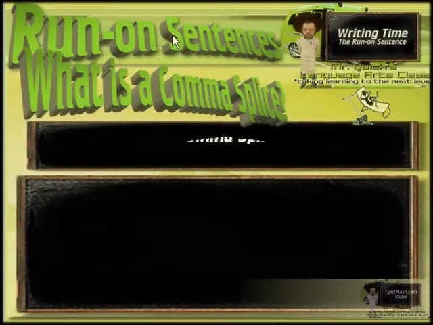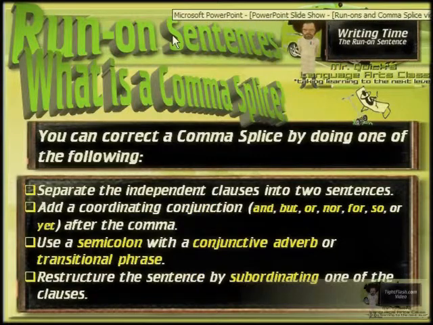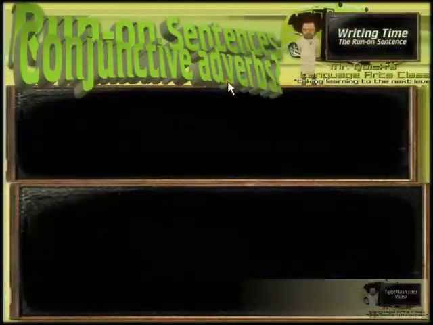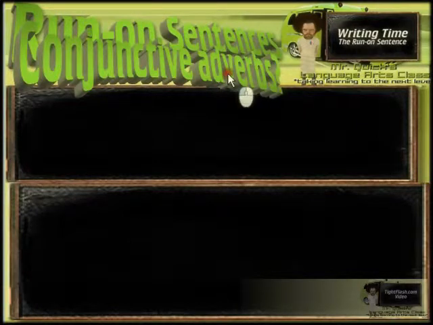Okay, so what is a comma splice? I think I kind of broke down what a comma splice is. Basically, it's when you separate the independent clause into two sentences without using one of the core conjunctive adverbs or coordinating conjunctions, and you just have the comma itself. How can you correct them? You can correct them in the same ways that you can correct a run-on sentence. So not much difference there.